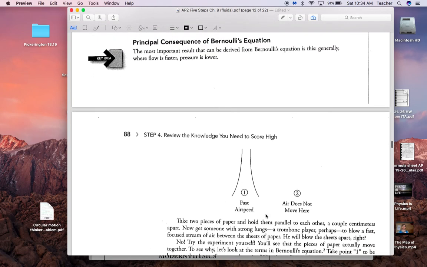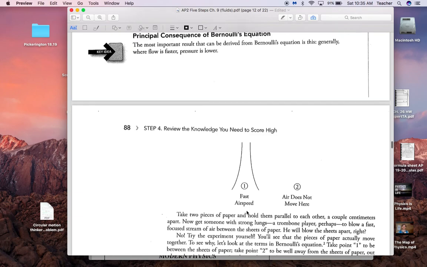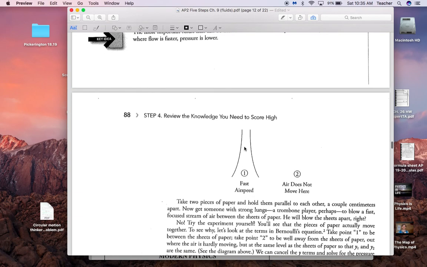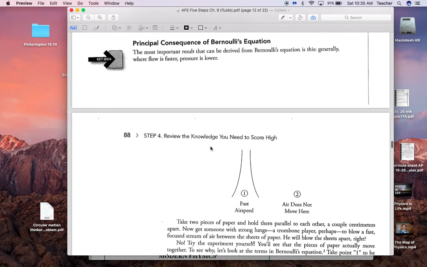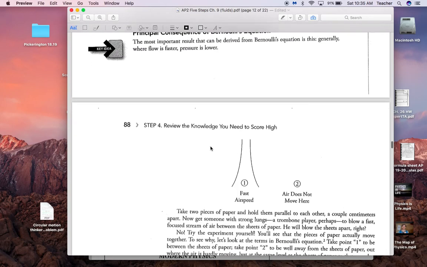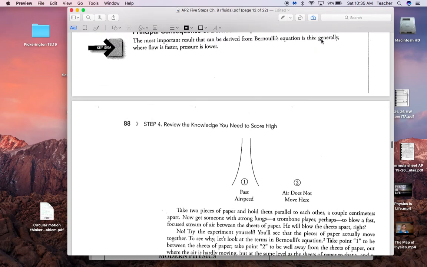This is kind of a neat little demo here. If you hang two pieces of paper parallel to each other, so hang them down and you blow in between them, the pieces of paper will actually come together. Now I think they're showing the airspeed is going up from the bottom here, but it's easier if you hang down and blow down from the top probably. So basically fast airspeed, lower pressure. And they say generally, I assume on the AP exam that's going to be pretty universal.